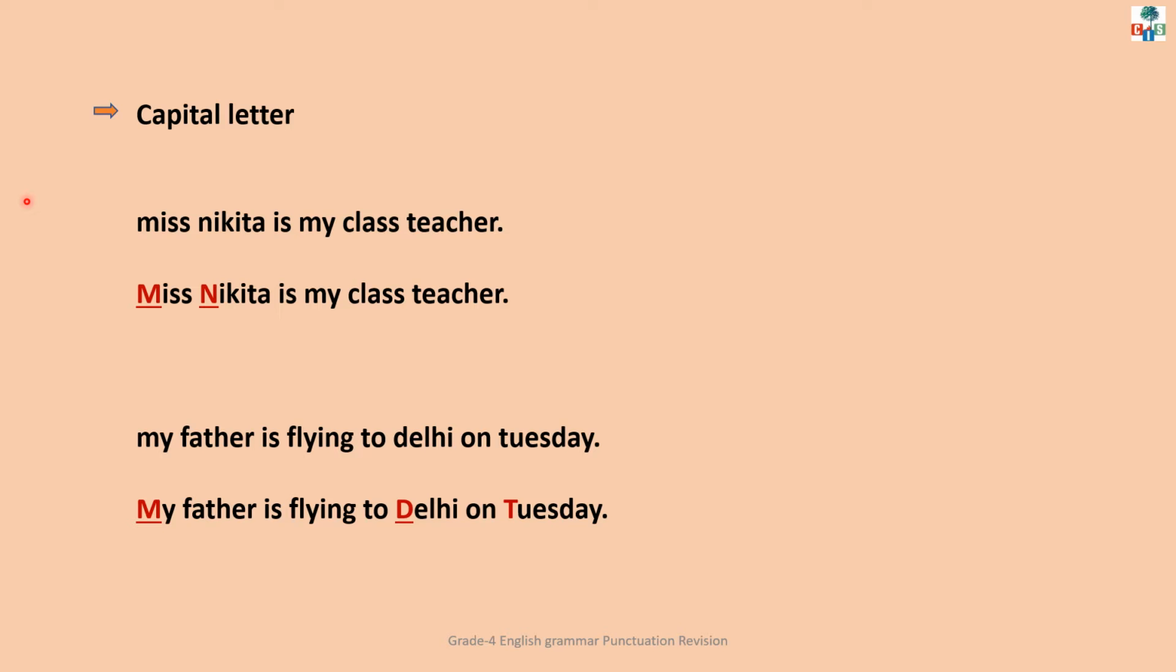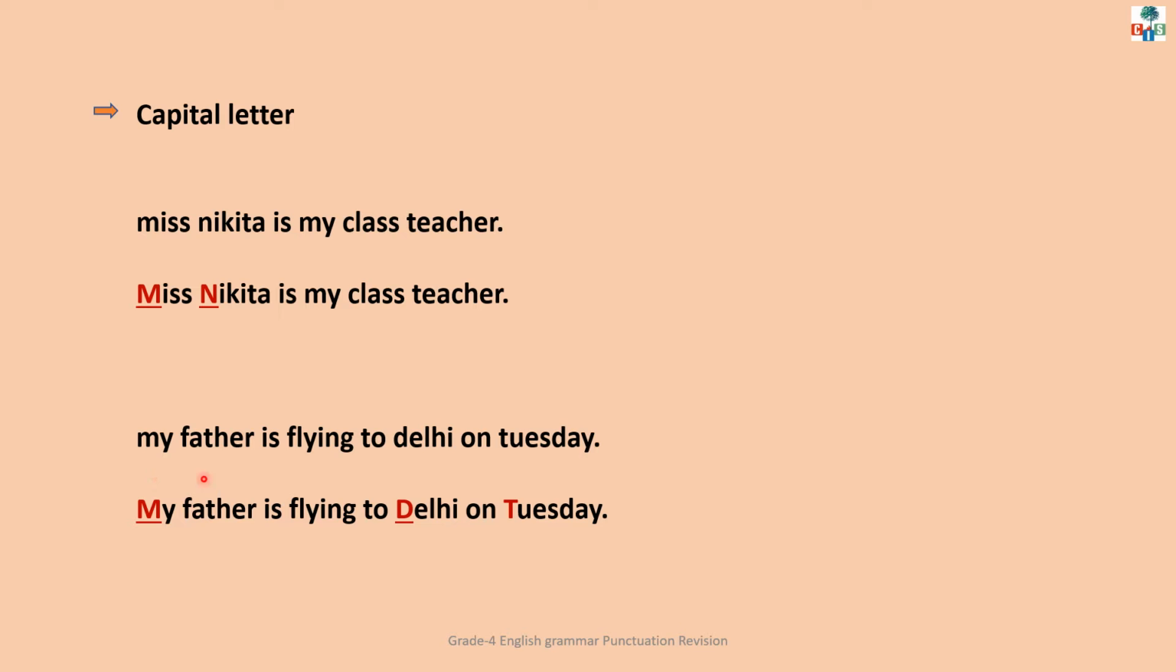Children, as we all know, every sentence should begin with a capital letter, and we also know that proper nouns like the name of a place, animal or thing should be capitalized. Let's see the example. Miss Nikita is my class teacher. When we begin a sentence, the first letter should be capital. So here I made the letter M capital, and Nikita is the name of a person, so the first letter should be capital. See these red colored letters, they are capitalized. Miss Nikita is my class teacher.